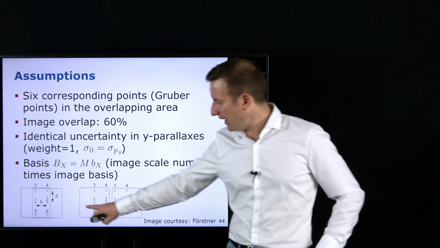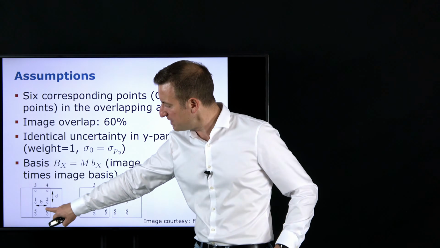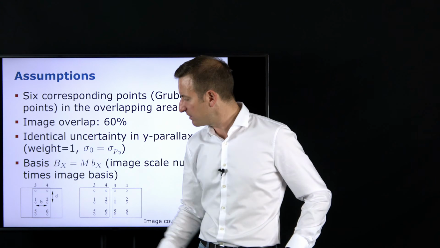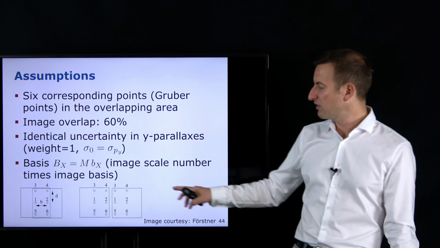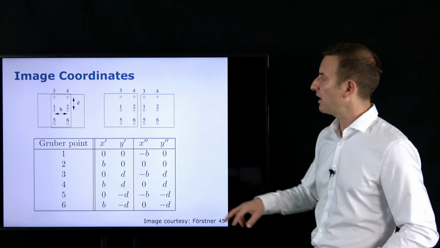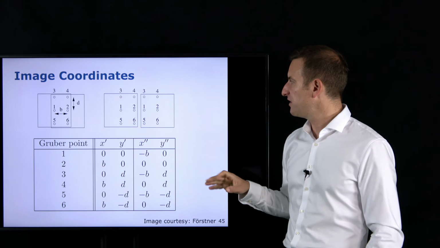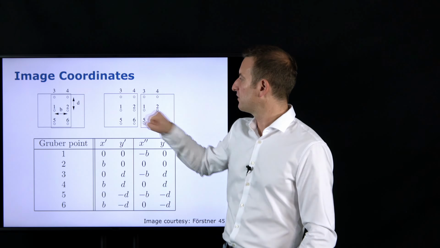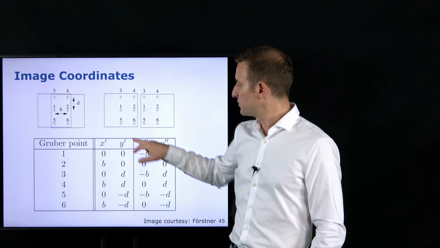Okay, so I have those points. Those points in the x direction have a displacement of b, and in the y direction a displacement of d. What I can do now, based on the setup, is I know where I'm actually observing my points. So I have my b and my d, and now I can express this in a coordinate frame, centered over here.